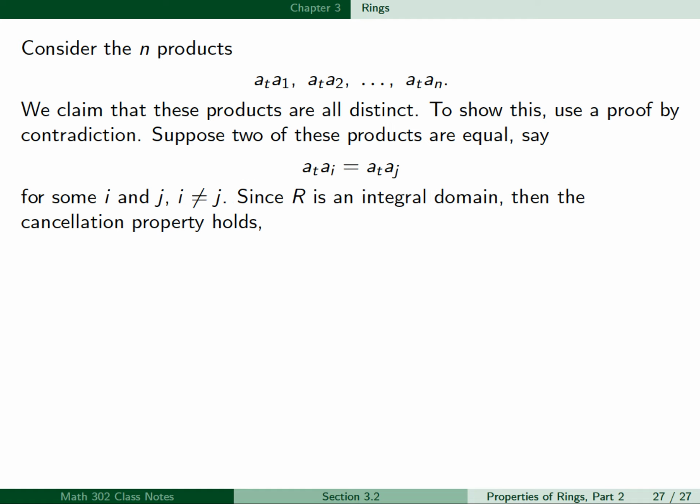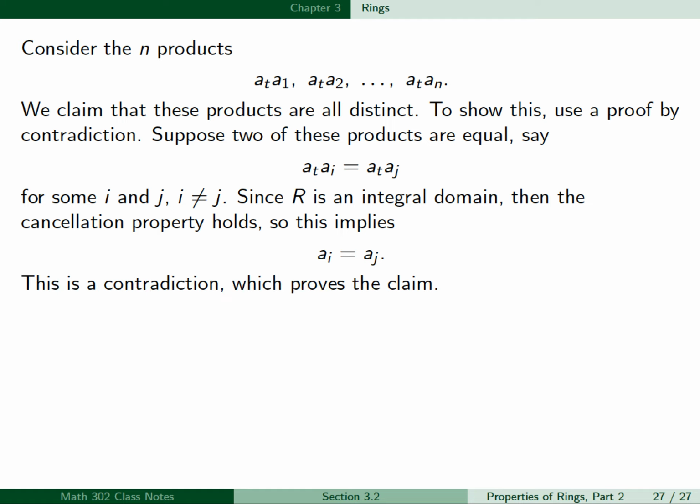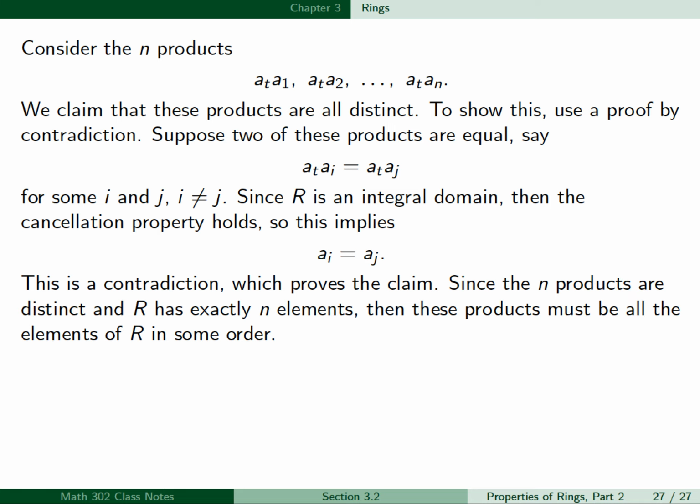Since R is an integral domain, then the cancellation property holds. So this equation implies that a sub i is equal to a sub j. We can cancel the a sub t off. And remember now, we're assuming that a sub t is non-zero. So this is a contradiction which proves the claim. So those products, a sub t a sub 1, down to a sub t a sub n, are all distinct. Since the n products are distinct and R has exactly n elements, then these products must be all the elements of R in some order.